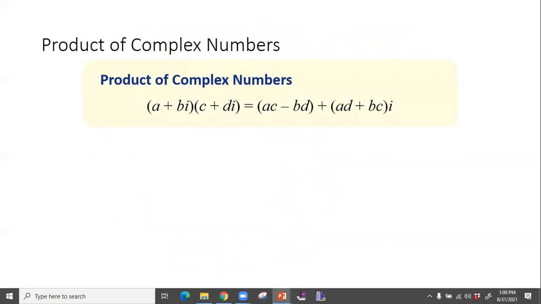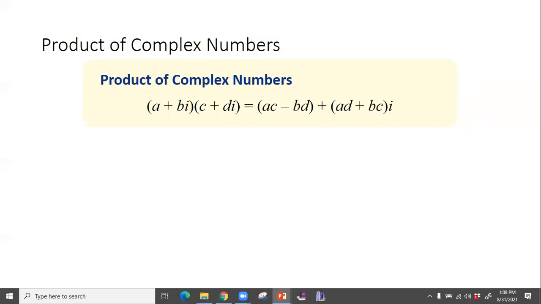So this is the shortcut. Instead of FOIL, here's the rule that's going to follow. When you're multiplying two complex numbers together, essentially, you're just doing A times C minus B times D, plus A times D plus B times C.